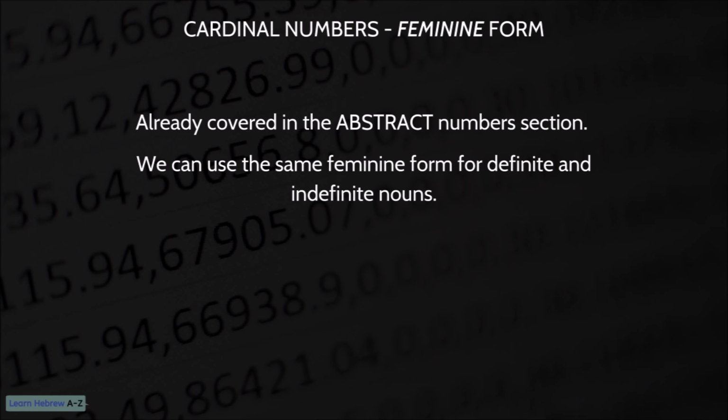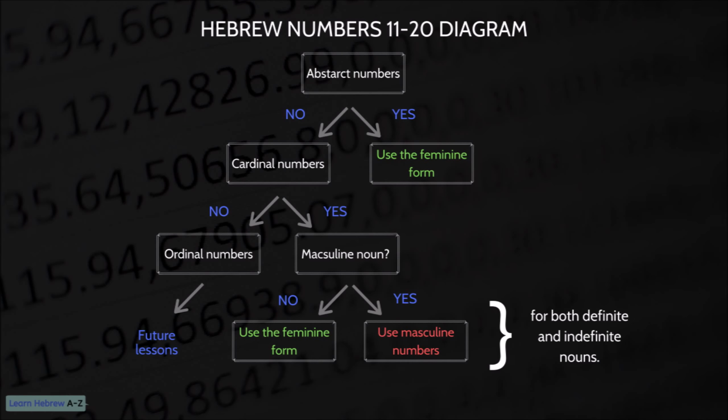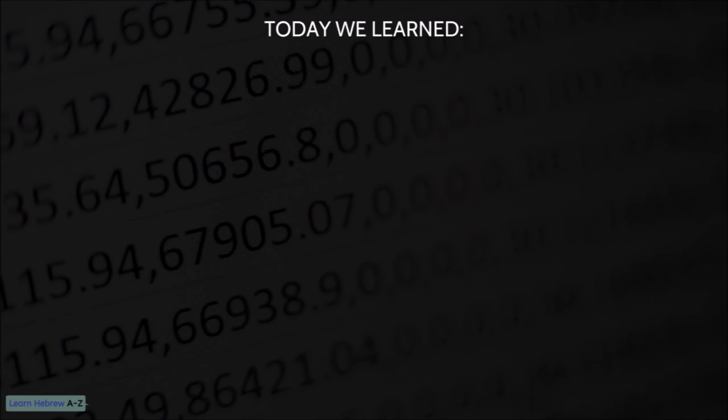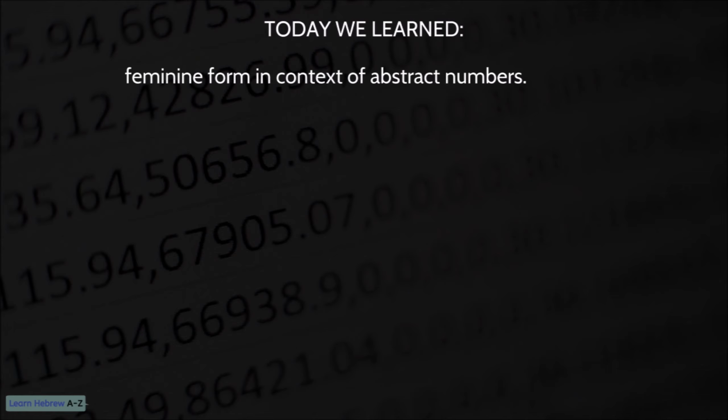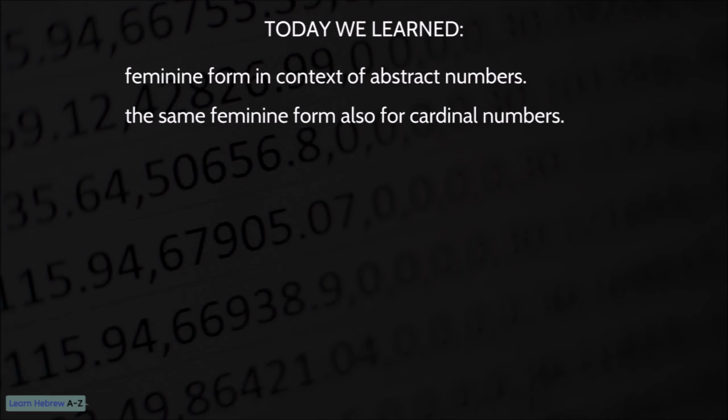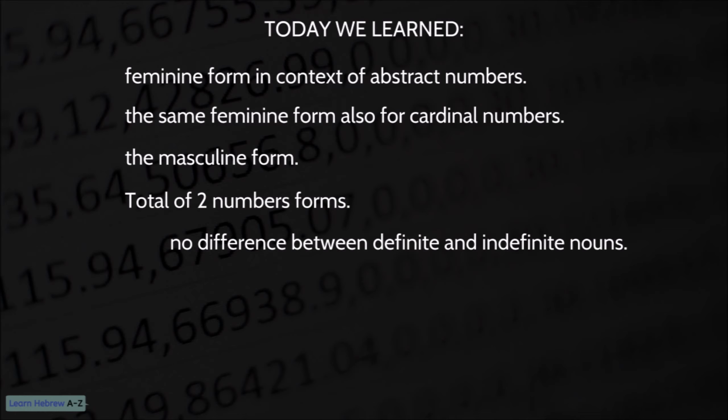Here's a diagram that will clarify the structure and will break down those cases so you know what to use in every case. Let's go over the main points in this lesson. We learned the feminine form in the context of abstract numbers. We use the same feminine form also for cardinal numbers. We then learned the masculine form, total of 2 number forms, one for each gender. For each form, there is no difference between definite and indefinite nouns.